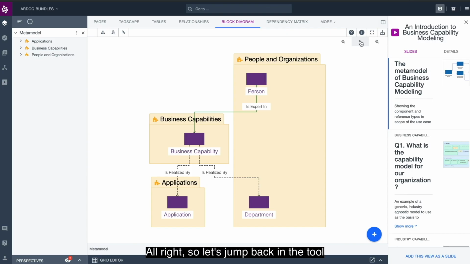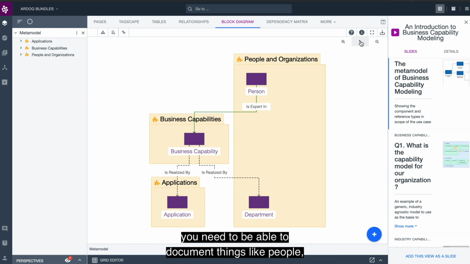All right, so let's jump back in the tool and see how you can actually get started using Ardoq's pre-configured module. Scope is obviously important. So in order to answer those key questions, you need to be able to document things like people, your business capabilities, and understanding if they're strategic, core, or supporting. You also want to get your application portfolio built out over time and include things like departments. Now, again, you can build on this to include business units or processes or anything else you might deem relevant for getting started with BCM. But for us, for the quickest time to value, this is the scope we decided to start with.